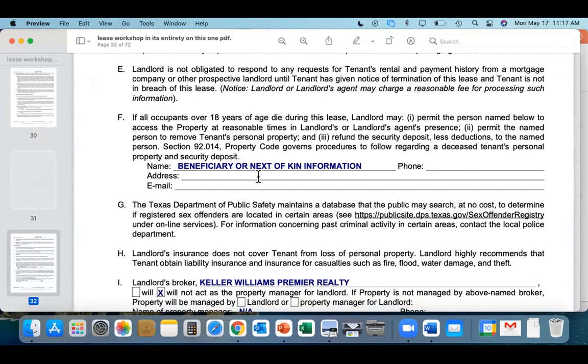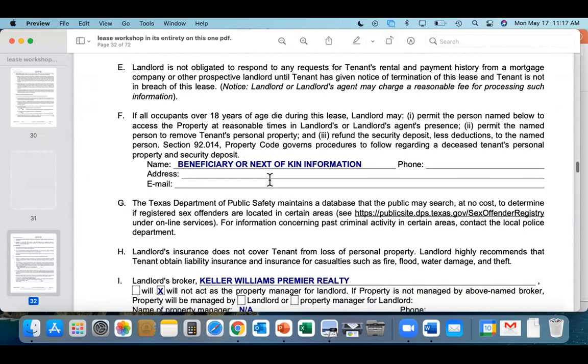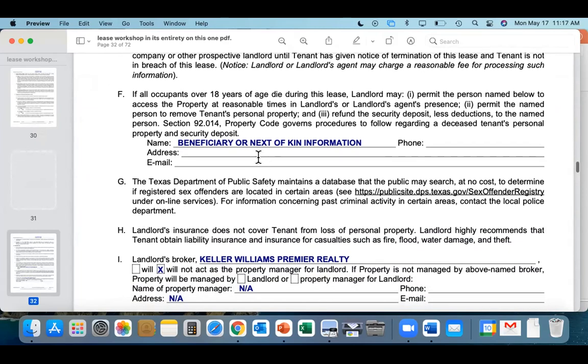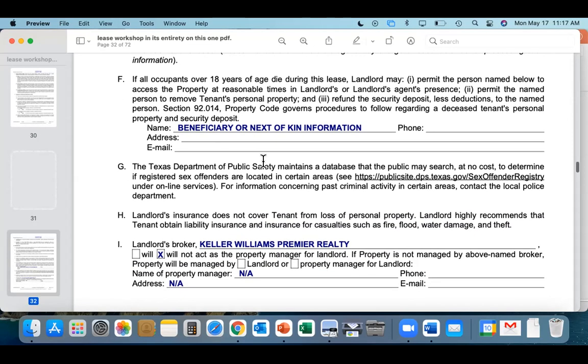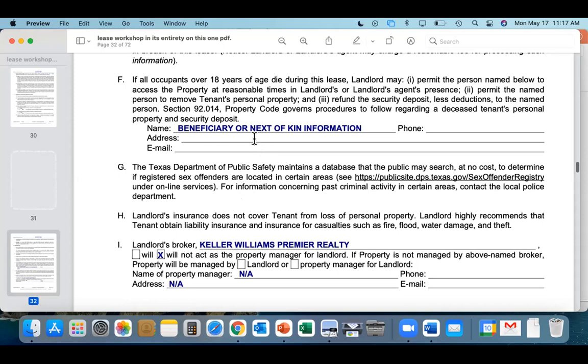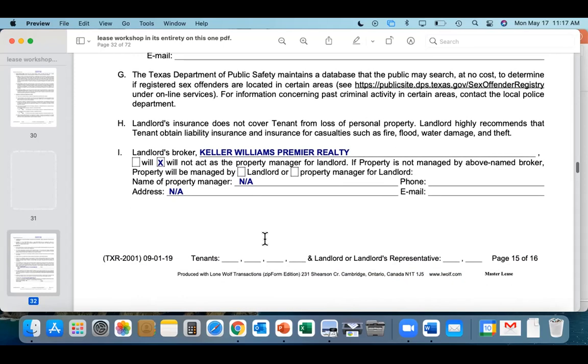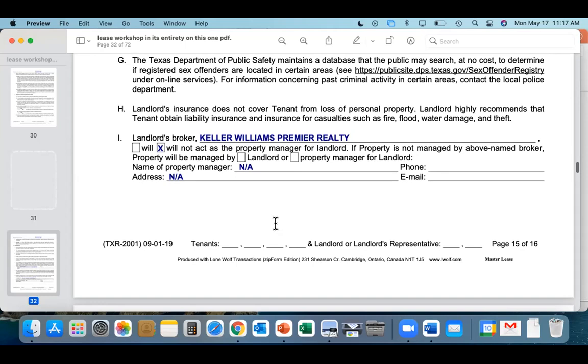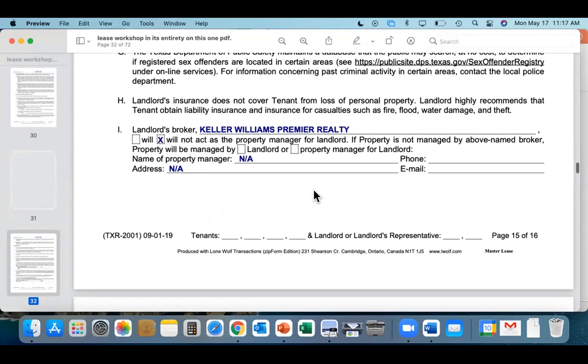Paragraph F, this is just, heaven forbid something should happen, how the landlord can get a hold of somebody next of kin to remove contents in the property and dispose of security deposit and those things. Paragraph I is important. This lets everybody know who the landlord's broker is, but our company policies, you mark, will not act as the property manager. Keller Williams does not practice property management.